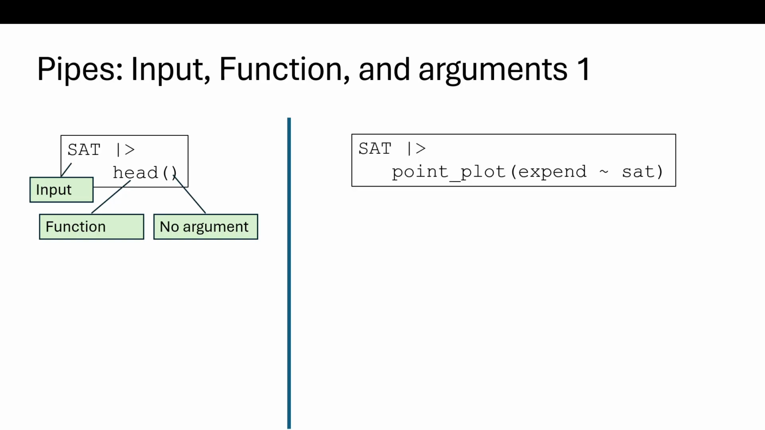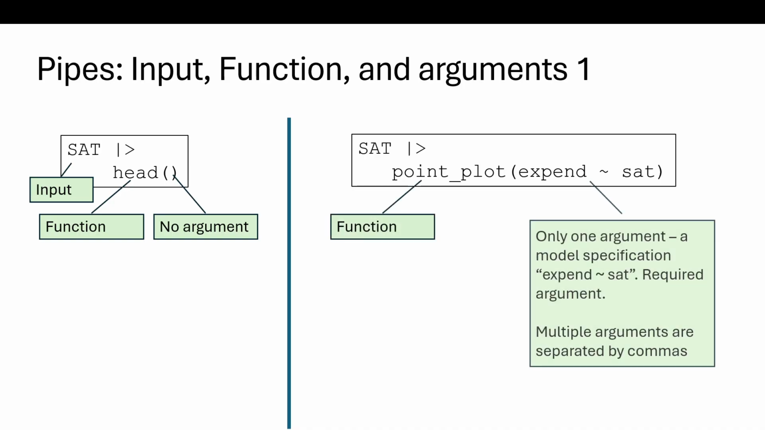Another example is SAT. Again, we are passing the SAT data frame through the pipe to the point plot function. But this time, we are passing an additional argument to the function. And that argument is our formula expression, expend tilde SAT. That's the formula expression in which we are telling the point plot function what to put on the x-axis, what to put on the y-axis. Now the point plot function requires this argument, otherwise it doesn't know what to plot. Whereas the head function doesn't require an argument by default.